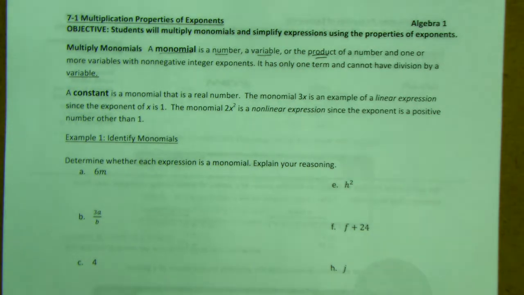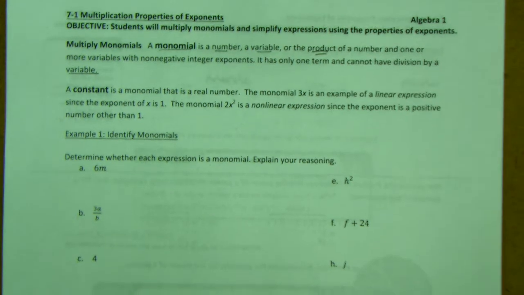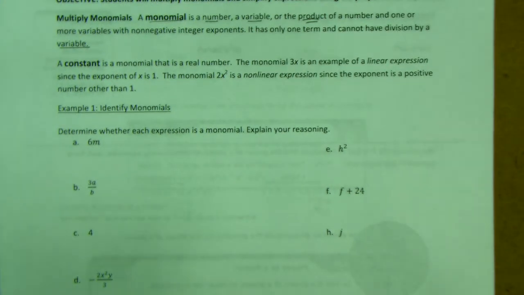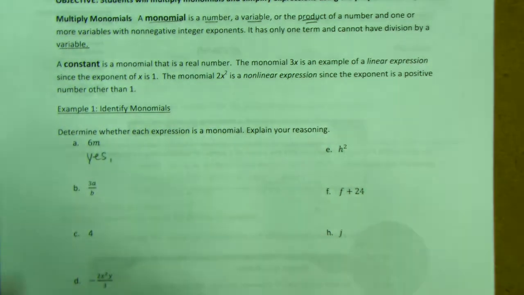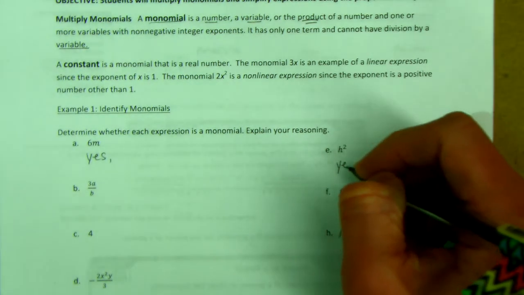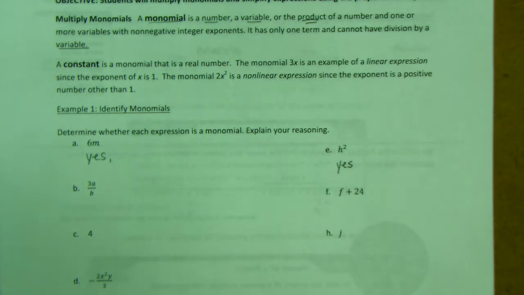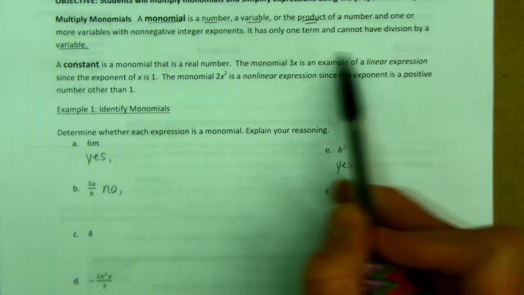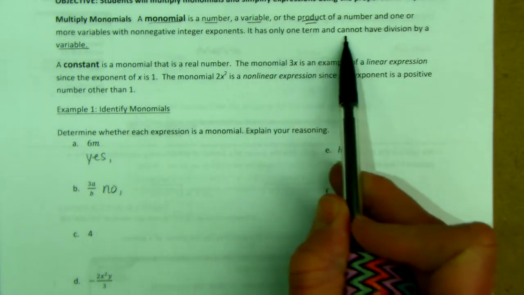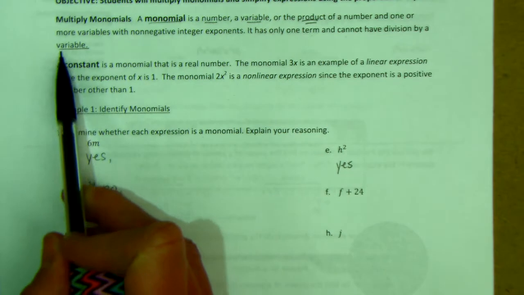So let's not waste any time here. The first type of questions that you're going to have to do will just be determining whether or not something is a monomial. It's pretty basic. So A is yes. Why? Because you're multiplying 6 and M. E is yes because it's multiplying H and H, because they can use the H squared. B is going to be no, and the reason was right up here. It only has one term and cannot have division by a variable.